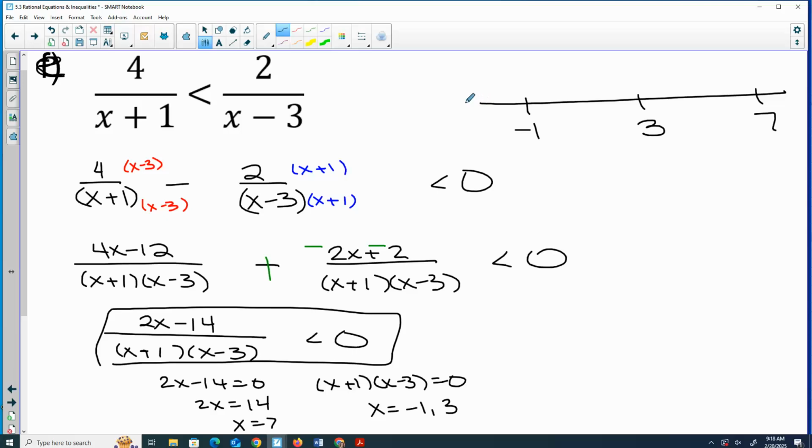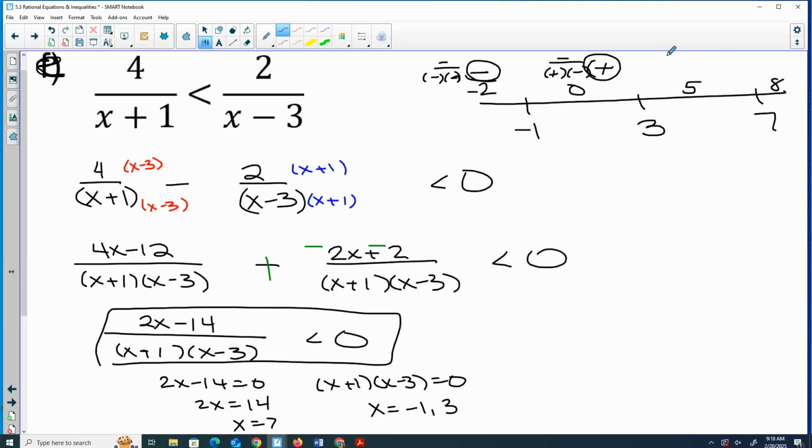All right, we need a test point for every interval. So smaller than negative 1, in between 3 and 7, bigger than 7, 8. Okay, so if I put these in, I put in a negative 2. The top is negative. On the bottom I have a negative times a negative. 3 negatives would give us a negative. If I put in a 0, the top is negative, on the bottom we get a positive times a negative. So that would be positive.